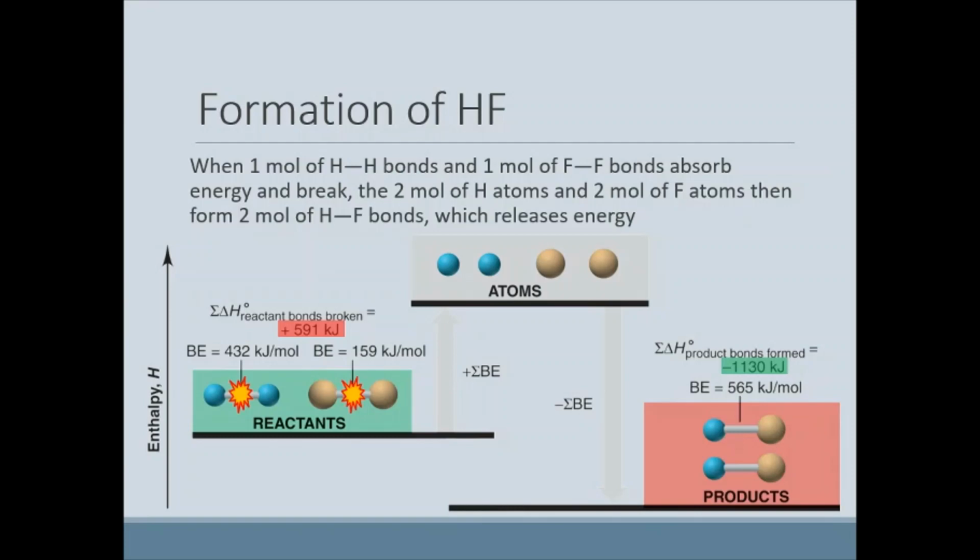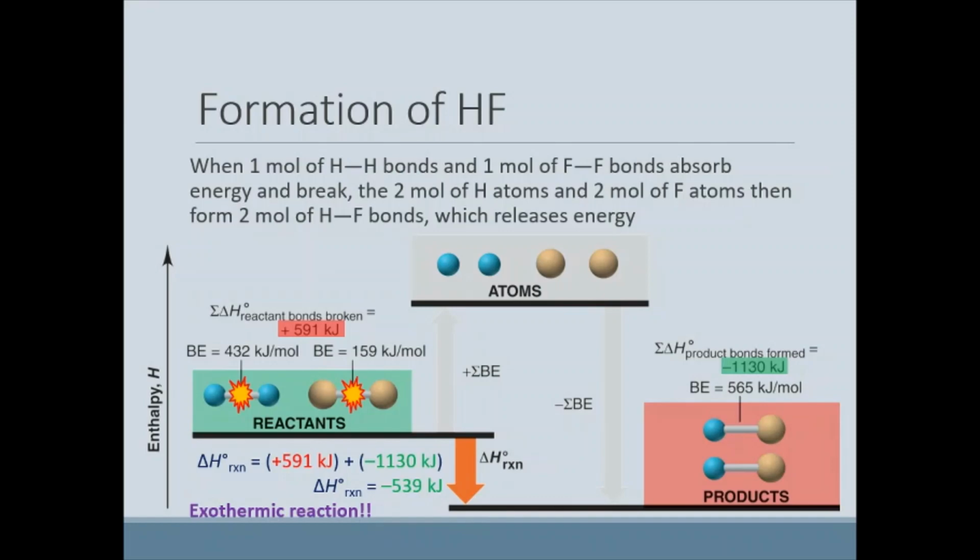And so when you add these values, just make sure that your bonds being broken are going to be a positive value, and your bonds being formed are going to be a negative value, and add them together. And so here, the standard delta H of this reaction is negative 539 kilojoules of energy, implying that this is an exothermic reaction.